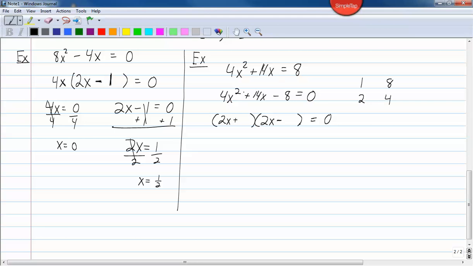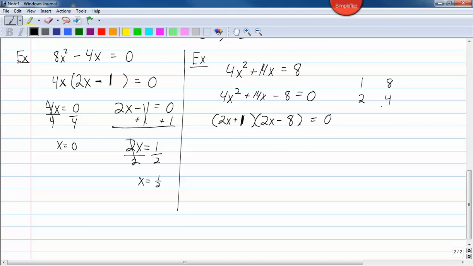Alright, now I want a positive 14x in the middle. Since I want such a large positive number, I'm going to put the larger number here in this spot so that when I multiply it by 2x, I'll get a large positive number. So I'm going to try to put my 8 right here, and I'm going to try to put my 1 here. Now if this doesn't work, then I can reverse the numbers.